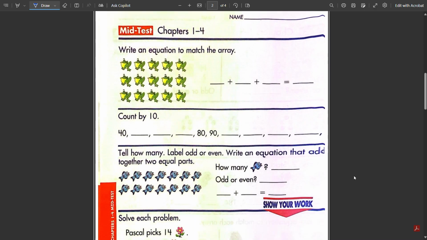Okay, and we continue with the arrays. So here we have 1, 2, 3 rows of frogs, and we have 1, 2, 3 blanks. So then we have 1, 2, 3, 4, 5 frogs in each row. And 5, 10, 15. So we have 15 frogs. Multiplication form will be 3 times 5 is 15.